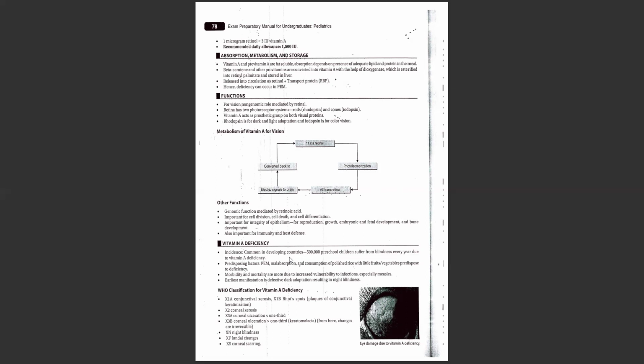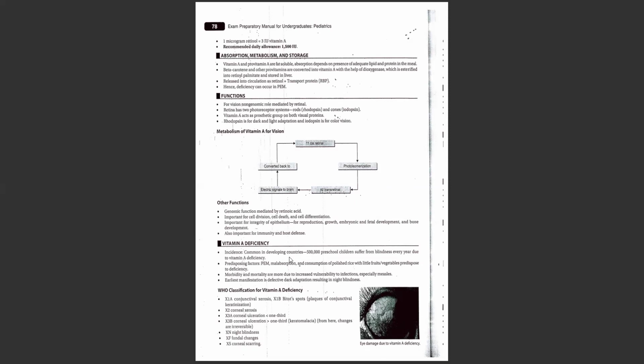Then about the functions of vitamin A. The usual function is for vision. That is a non-genomic role mediated by retinal, the aldehyde form of vitamin A. The retina has two photoreceptor systems: rods with rhodopsin, and cones with iodopsin. Vitamin A acts as a prosthetic group on both visual proteins. Rhodopsin is for dark and light adaptation, and iodopsin is for color vision.